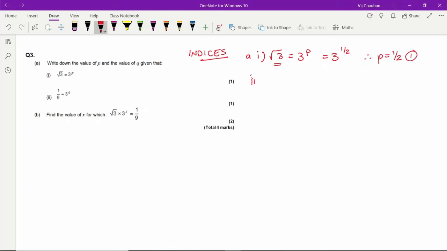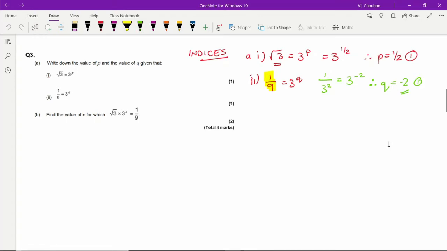For part 2, we've got 1 over 9 equals 3 to the q. Now all you want to do is just deal with one side. So I'm just going to deal with 1 over 9, taking the more complicated side. I can write 1 over 9 as 1 over the square of 3, and then I can rewrite this as 3 to the power of minus 2. So therefore q equals minus 2 for your second mark.